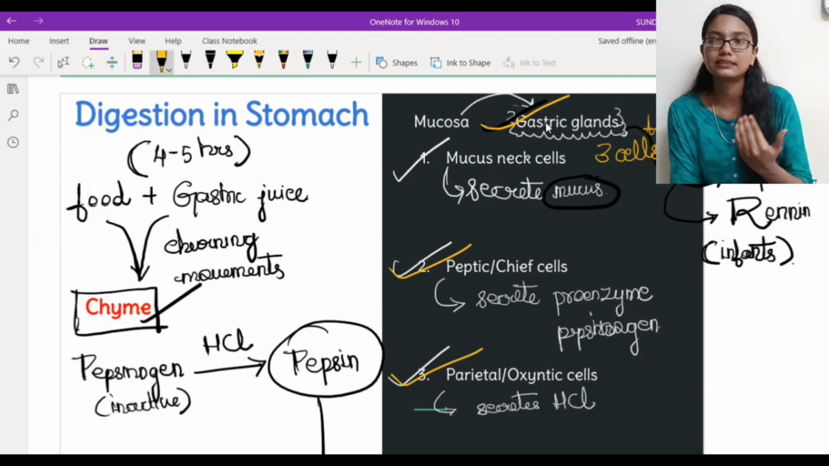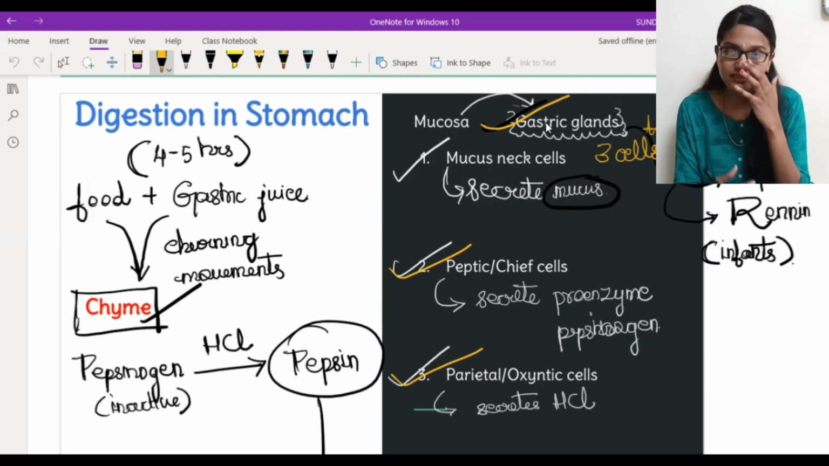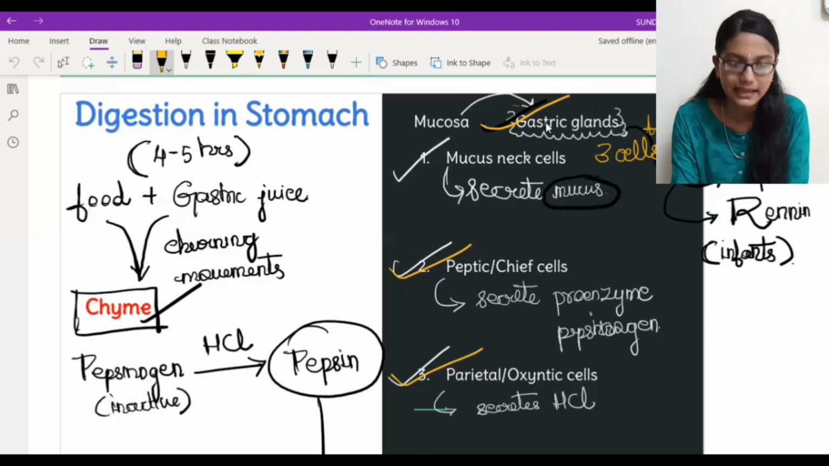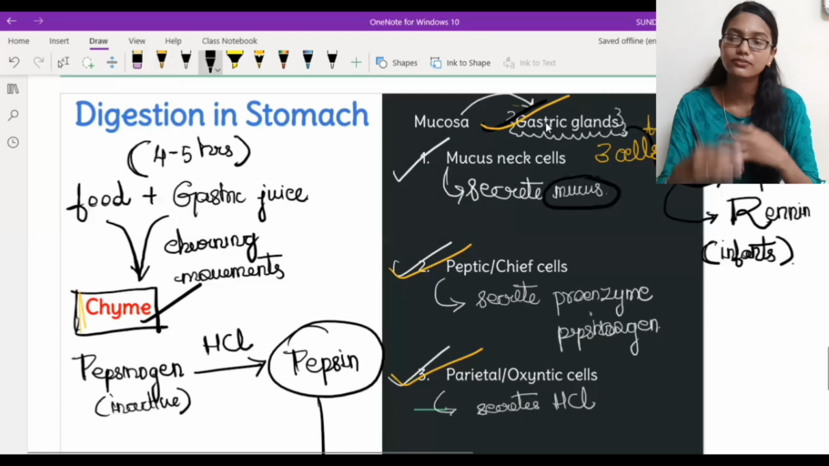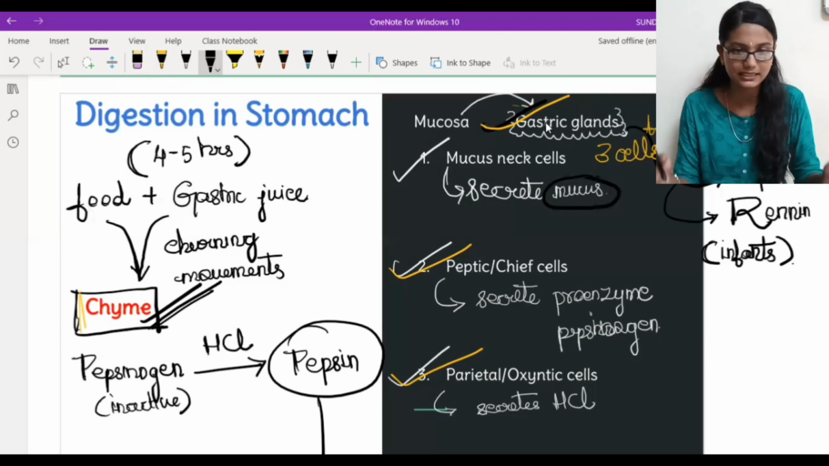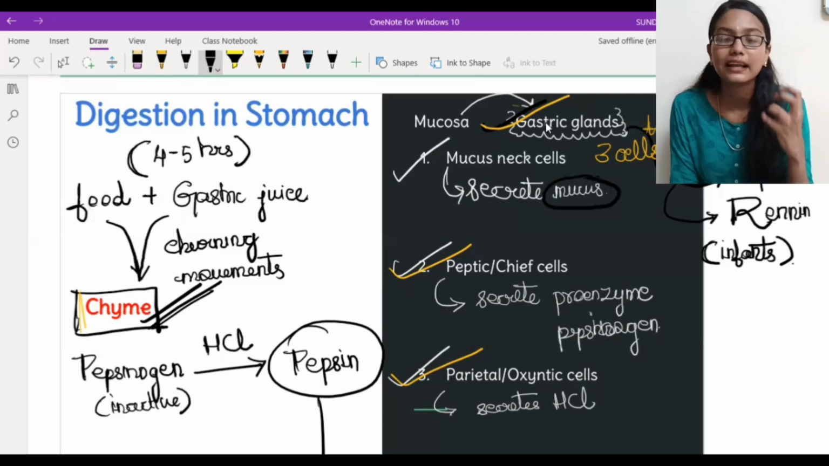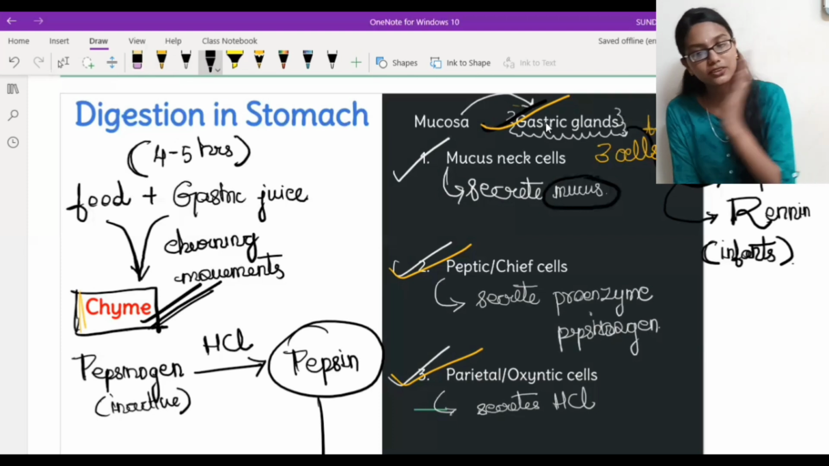The bolus which came down from your buccal cavity to the stomach is now mixed with the gastric juice. Now it is not called a bolus anymore. It is now called chyme. The food is mixed with the gastric juice completely with the help of the churning movements of the stomach. I already said, right? Now it is called chyme. So this chyme is ready for further digestion.